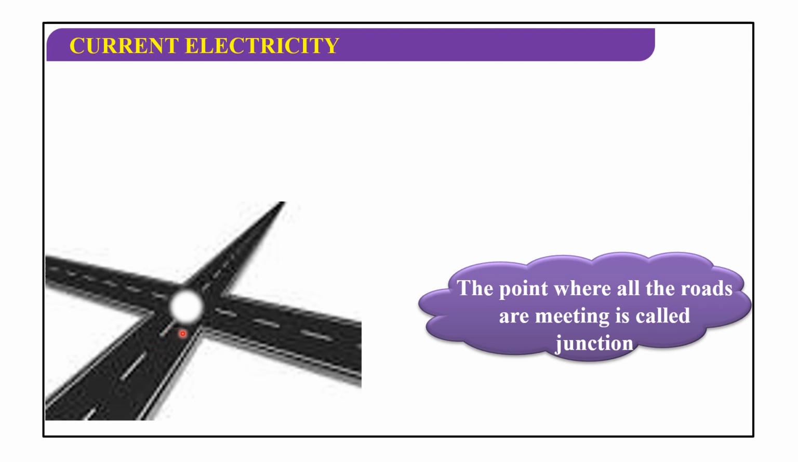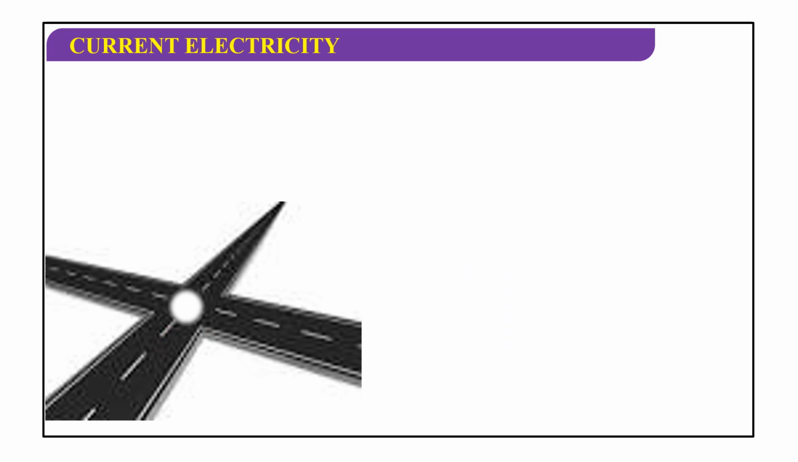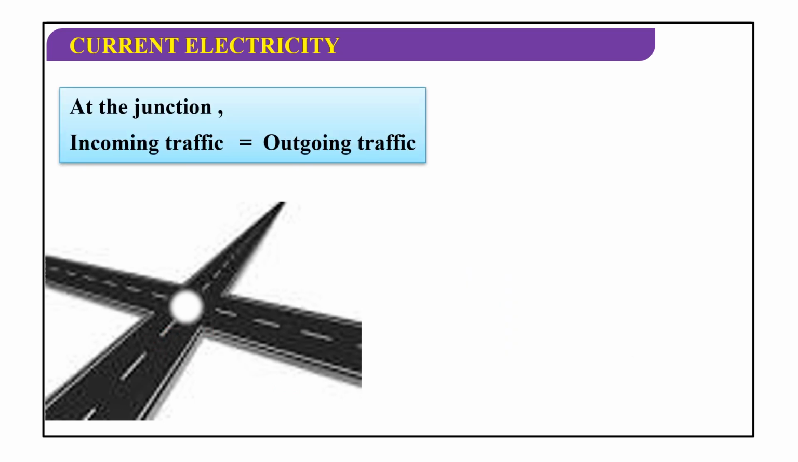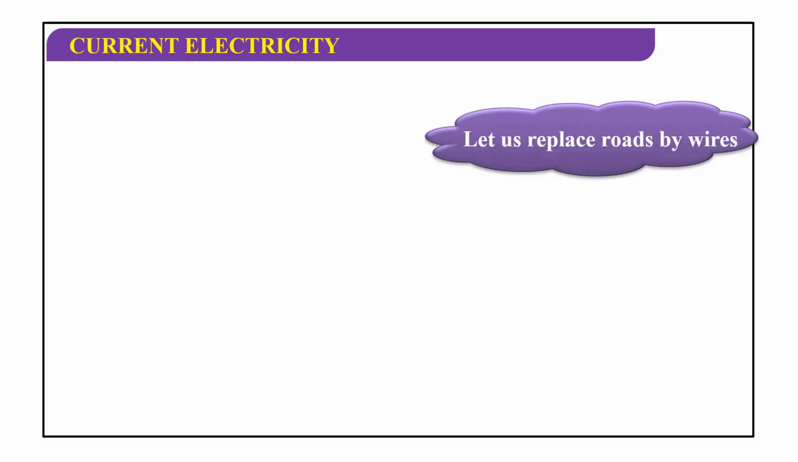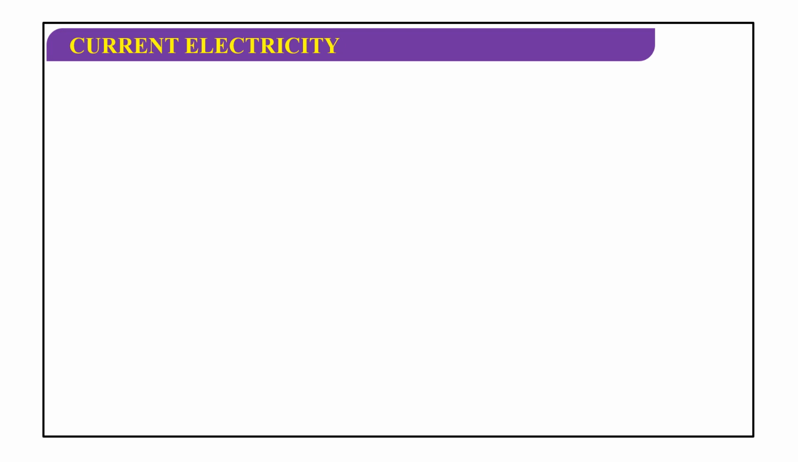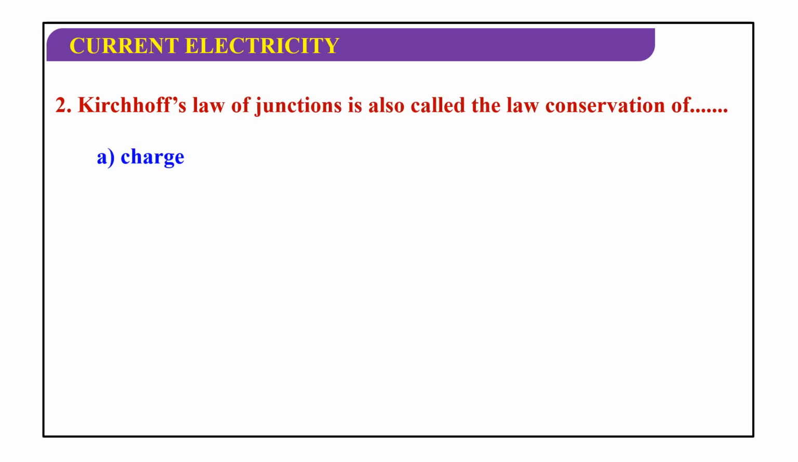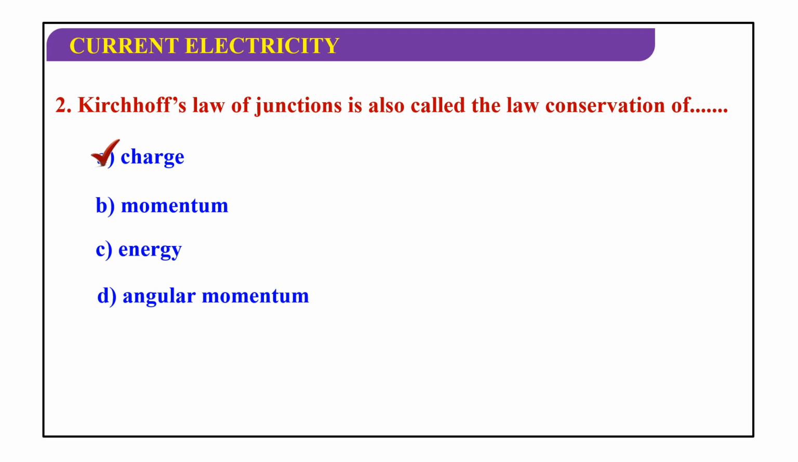The junction where all the roads are meeting, particular point. At the junction, incoming traffic is equal to outgoing traffic. Now let us replace roads by wires. Second question, Kirchhoff's law of junctions is also called the law of charge, momentum, energy, angular momentum. And the correct answer is charge.